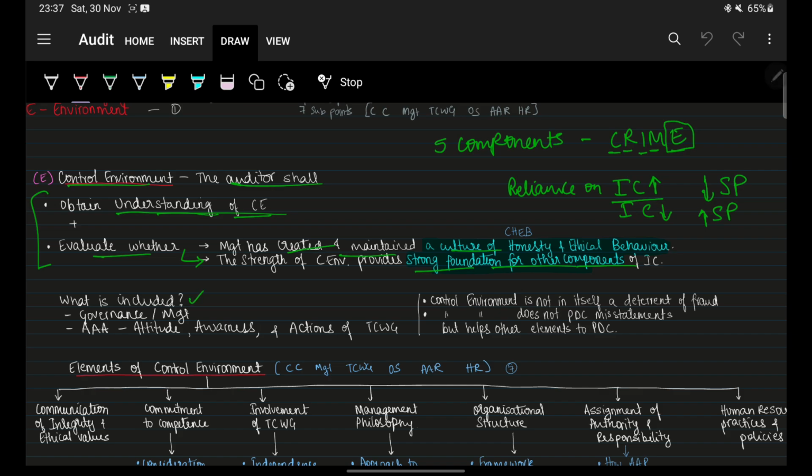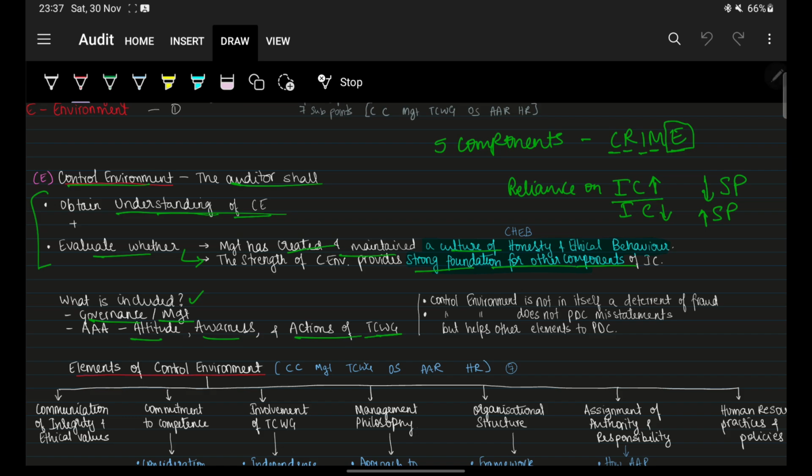Next, what is included in the control environment? Obviously the governance or the management. Whoever is the management is also included in the control environment, and their attitude, awareness, and actions of those charged with governance. So what is included? The governance and management, and AAA. AAA is attitude, awareness, and actions of those charged with governance.